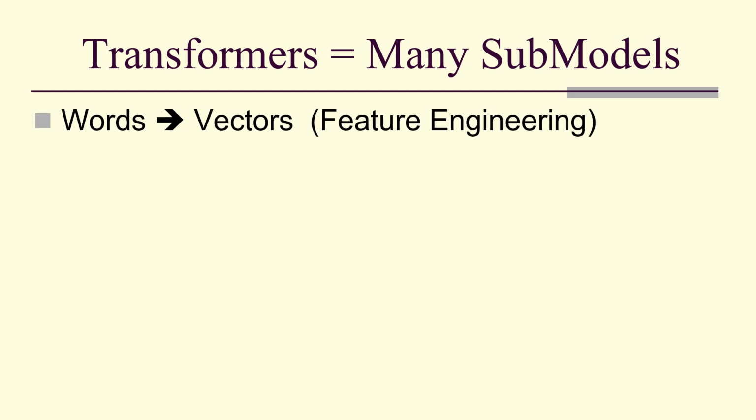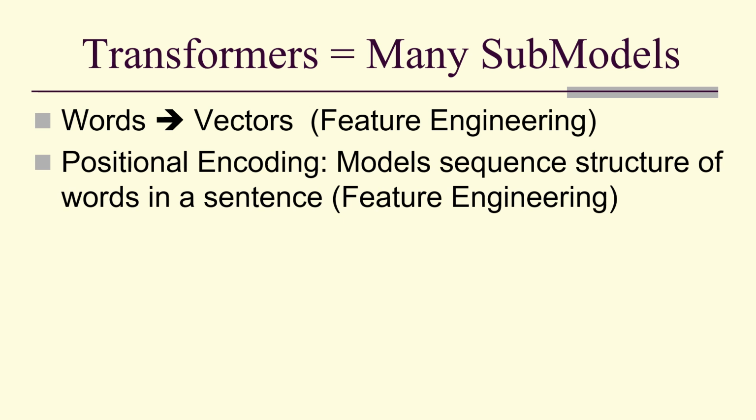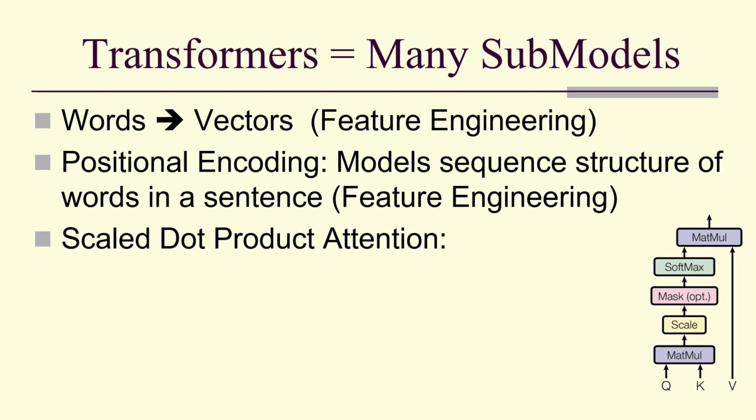So, what is a transformer? Well, words go to vectors. That's feature engineering. Positional encoding models the sequence structure of words in a sentence. That's also feature engineering. Scaled dot product attention.